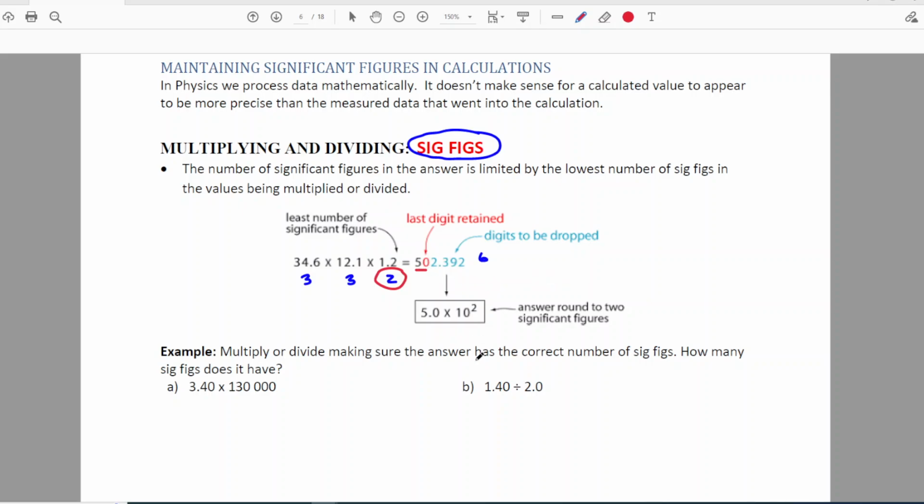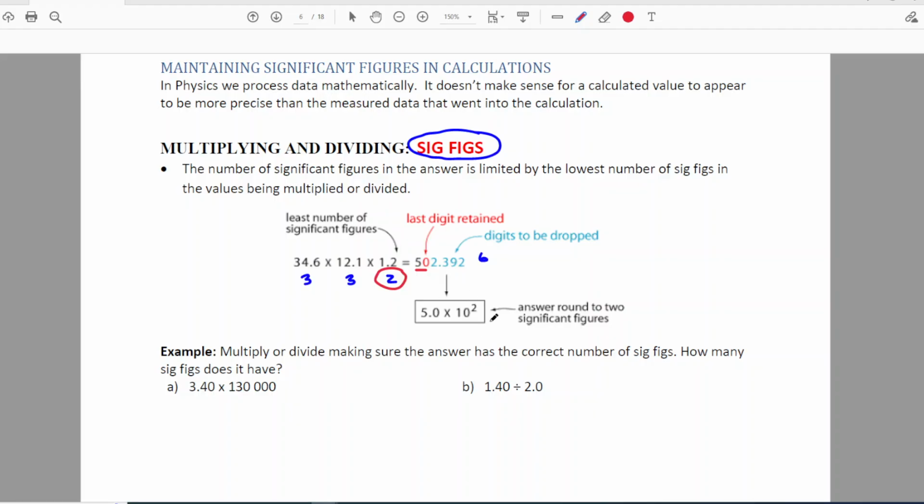Now, this number is kind of a tricky one, which is why I put it in the example. If you want to maintain 2 sig figs, there's actually no physical way of writing 502.392 with 2 sig figs, because 500 would have 1 sig fig, 500 with a decimal would have 3 sig figs, so we actually have to write it in scientific notation. So that's why this answer is written as 5.0 times 10 to the 2. Even though 500 seems like a weird number to write in scientific notation, sometimes it happens when you're maintaining significance that you have no choice.